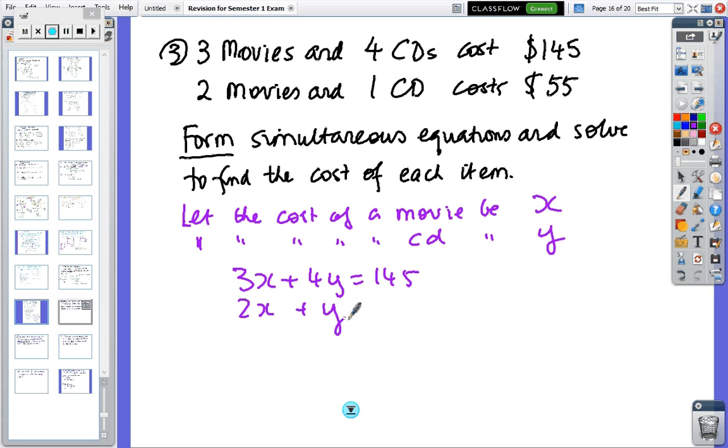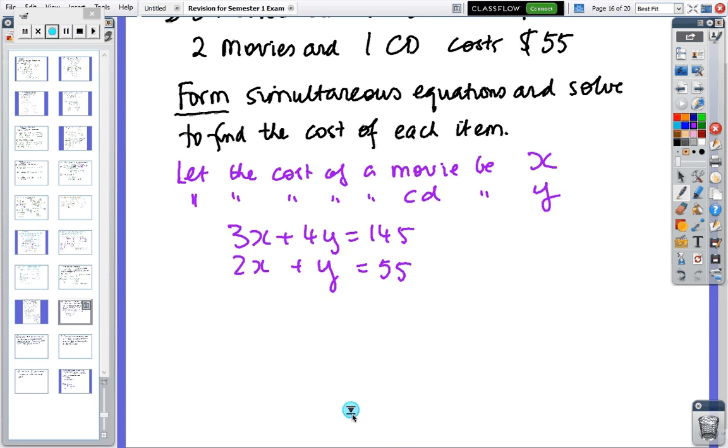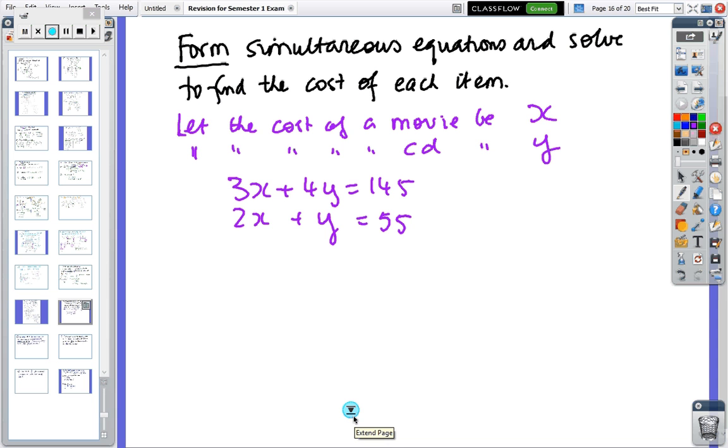2x plus y equals 55. Now you can use whatever technique you like. I'm going to do elimination. It doesn't matter which method you do. So that's 1, that's 2. I said I'm going to do elimination, not substitution.